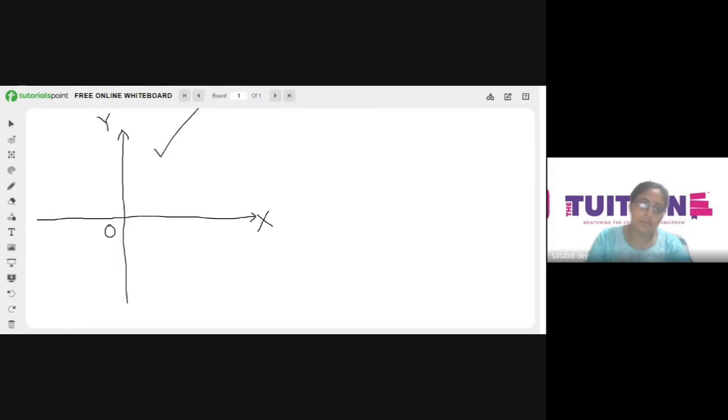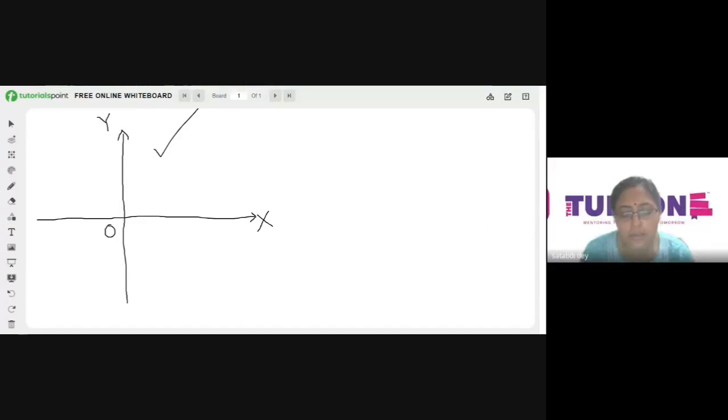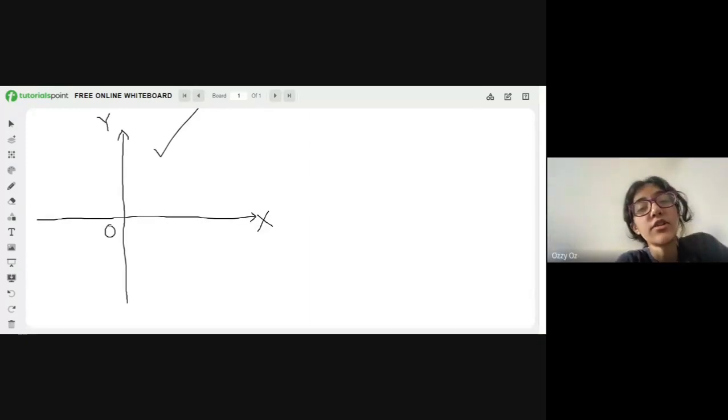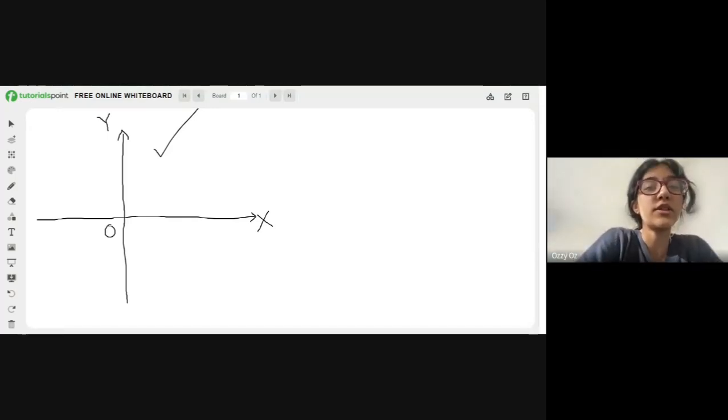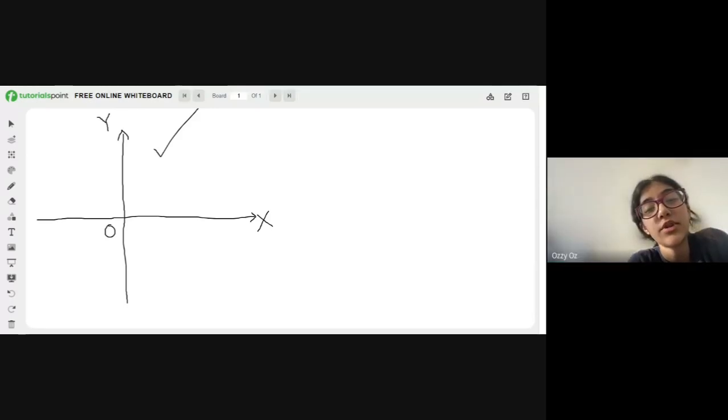Miss, I've already learned about this. I just need help in finding the gradient and y equals mx plus c. Repeat once again, your voice was not clear. I'm saying I've already learned about coordinates and graphs. I just need help with finding the gradient and the formula y equals mx plus c. So you know the formula for finding out the gradient then? Yes, I just need help with finding the gradient.